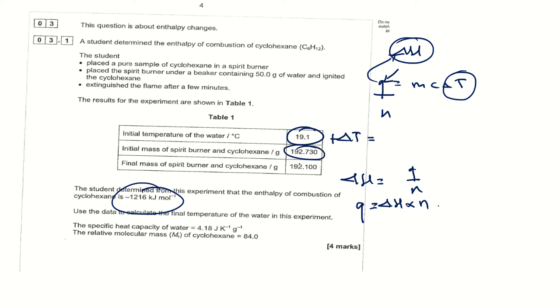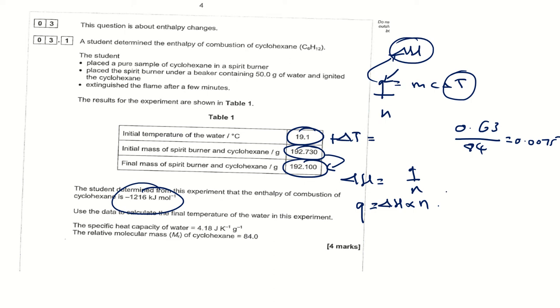Well, the mass of the cyclohexane that's burnt started off at 192.73, went down to 192.10. So that is 0.63 of a gram of cyclohexane. Now, cyclohexane, as it tells you in the question, has an RFM of 84. So that means the number of moles involved here of cyclohexane is 0.0075. So there's our moles.